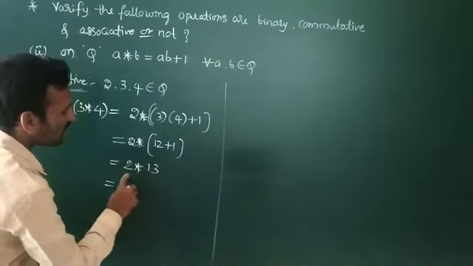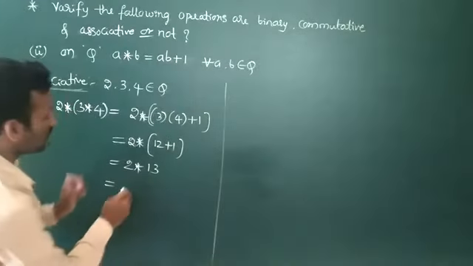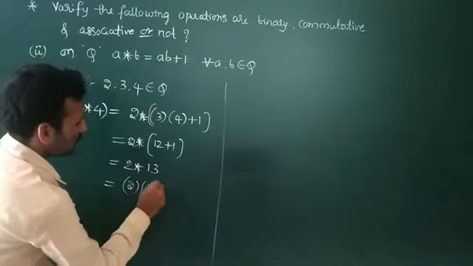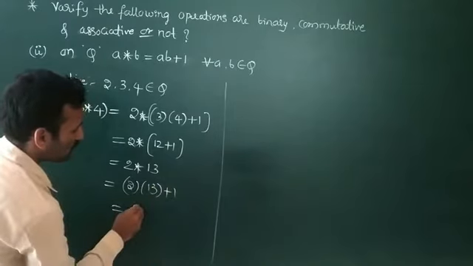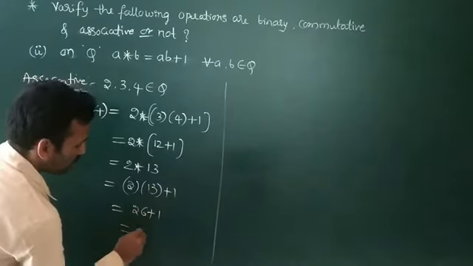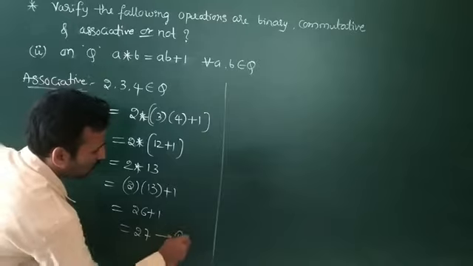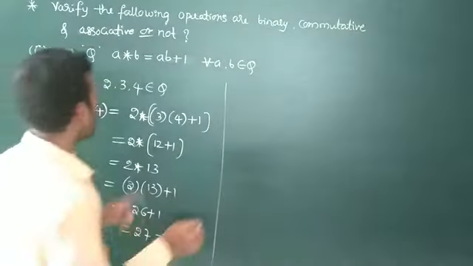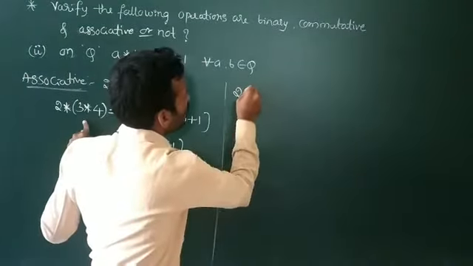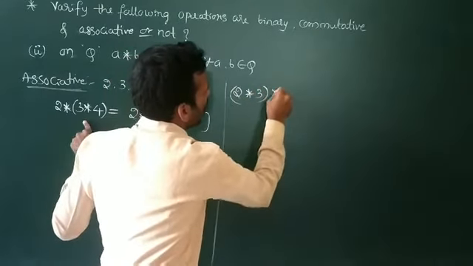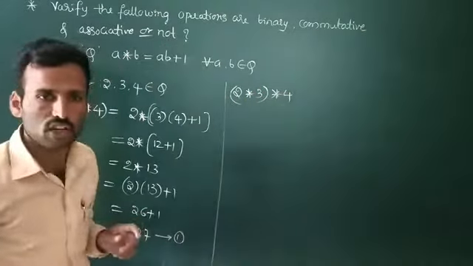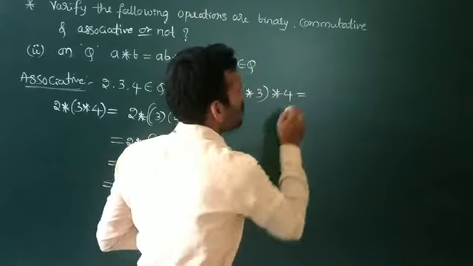That is 2 star 13, again binary operation AB plus 1. A is 2, B is 13. That is 2 into 13, 26. 26 plus 1 is 27, equation number 1. Similarly, it is (2 star 3) star 4, the right-hand side of the associative property.